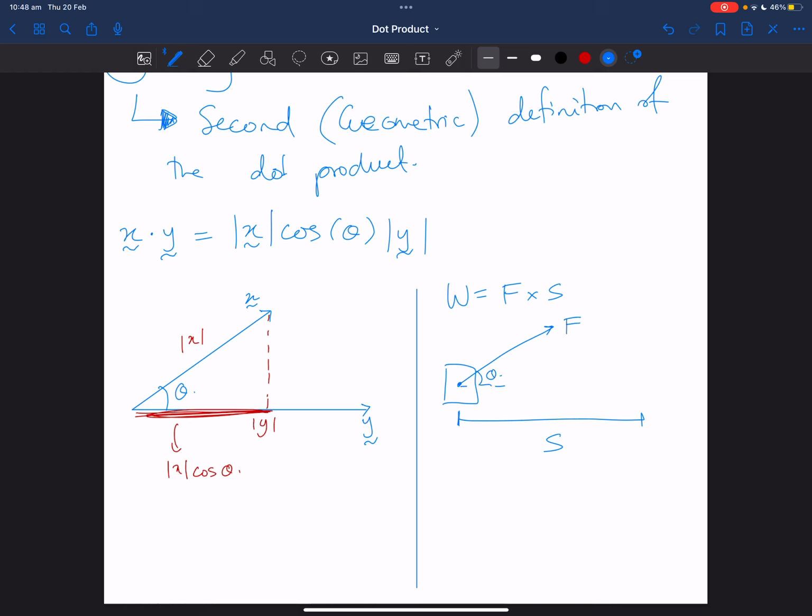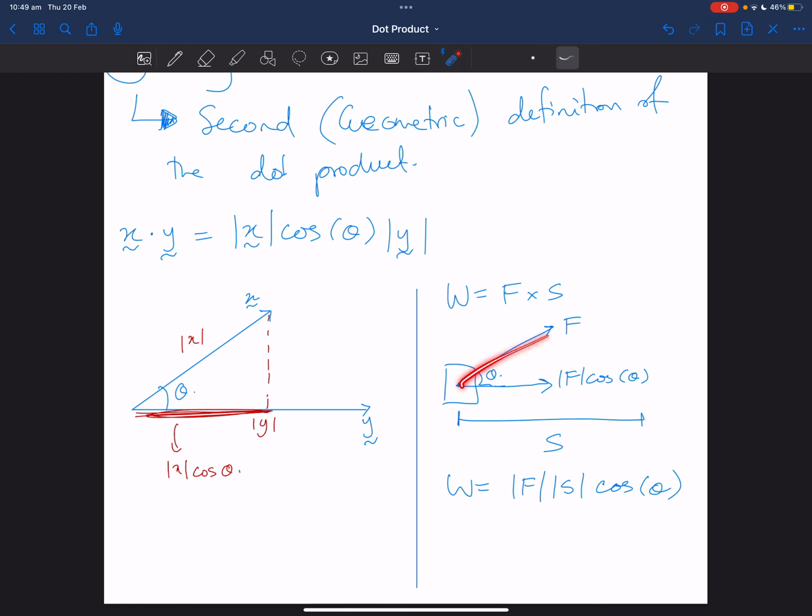In this case, although I'm pulling it with some amount of newtons in this direction, I'm only concerned about the component of force in this direction, right? And what is the component of force in this direction? It'll be equal to F cos theta. And so work actually equals force times displacement or distance cos theta.